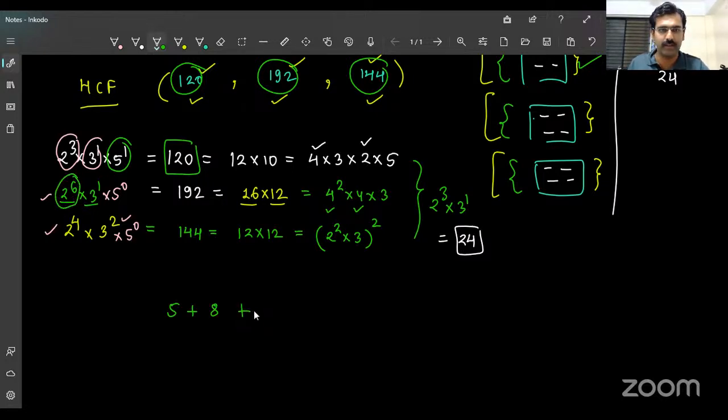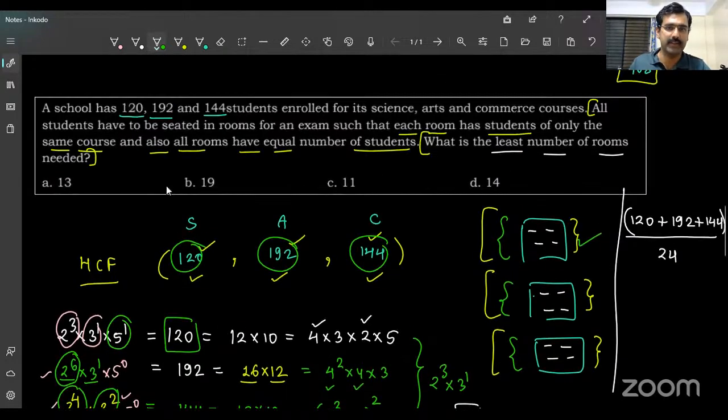I hope you're understanding. When 24 divides this part, 2 cube is eliminated from here. You're left with 2. And 3 is eliminated from here, so you're left with 3. So 3 into 2 is 6. So 5 plus 6 is 11, and 11 plus 8 is 19. And I think 19 is given to us in option B.